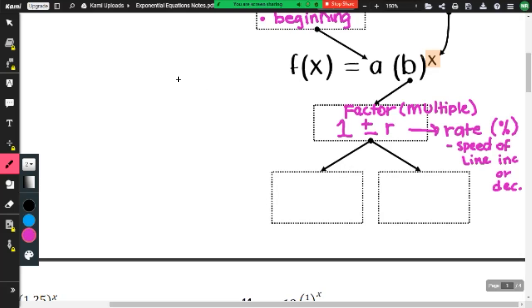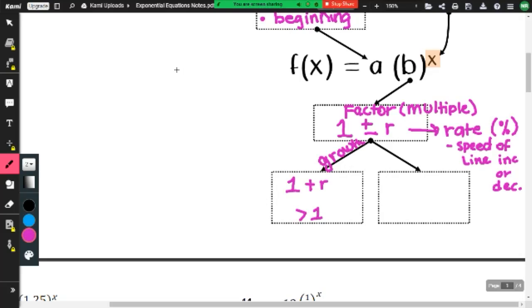Now your factor can be, since we have that plus minus, if you take that 1 and you add the rate, you will get a line that is increasing, and it's known as exponential growth. You get exponential growth by adding the rate to the 1. If you add any number to the 1, you get a number that is larger than 1.